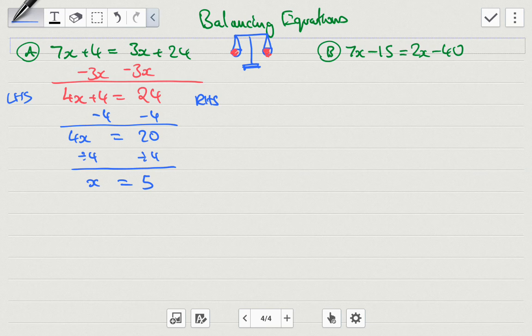The second example, you might find this a little bit more difficult, but you might want to try it before we go for it, so you might want to pause the video here and give it a go.